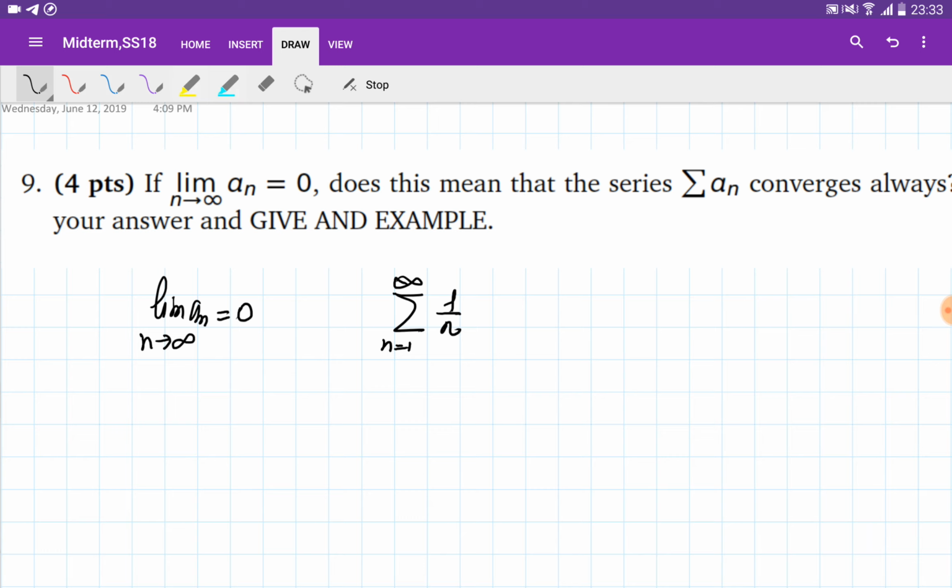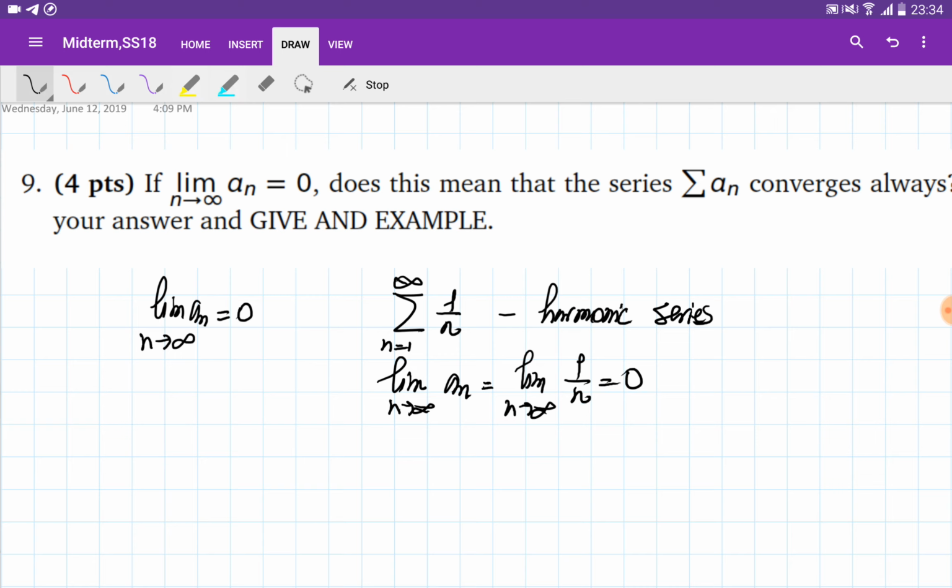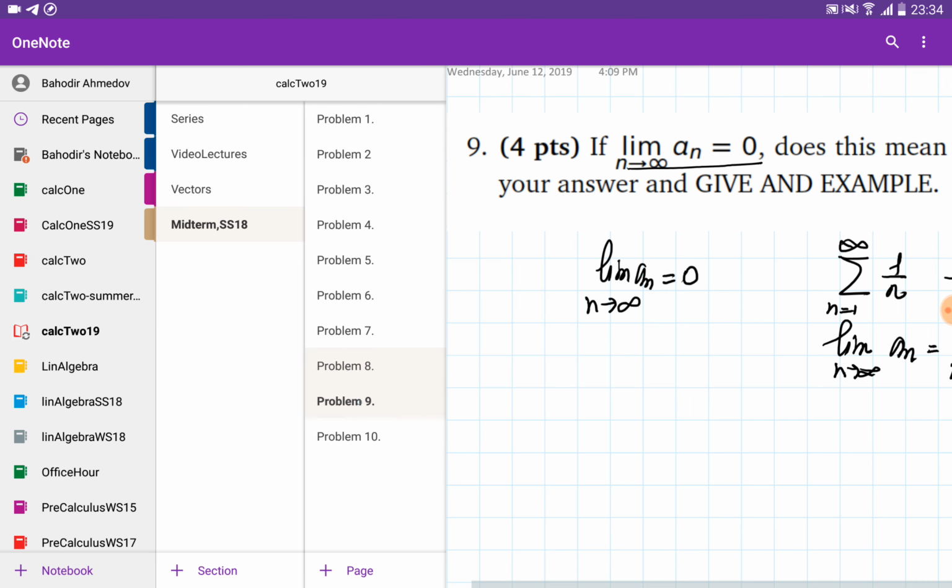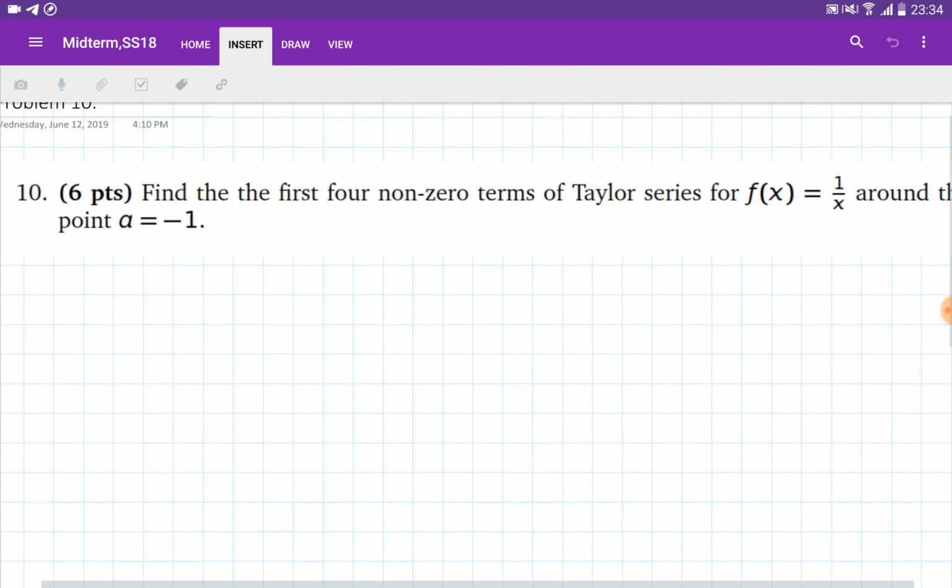So this is an example of a divergent series, right? This is called the harmonic series, where a_n in the limit when n goes to infinity is equal to the limit of 1 over n when n goes to infinity, which is equal to 0, but even though the series is divergent. So this doesn't work always, right? But you need to check this because this is a necessary condition for the series to be convergent.